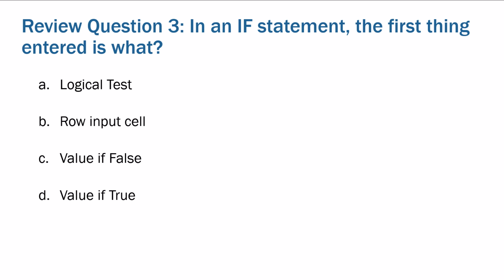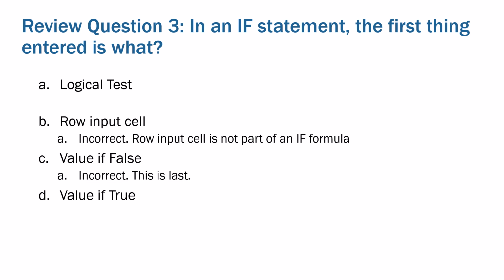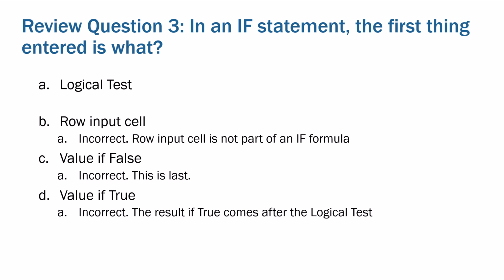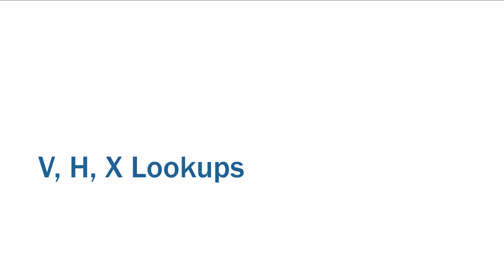Review question 3. In an if statement, what is the first thing that you enter? Okay. So you do equals IF, and then what are you doing? Row input cell, that's not a part of an if statement. The value if false is the last thing. The value if true comes after the logical test. The logical test is the first thing that you do. Equals IF, open parentheses, and then what are you trying to test?